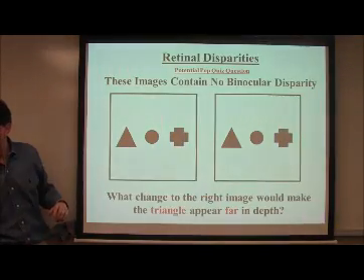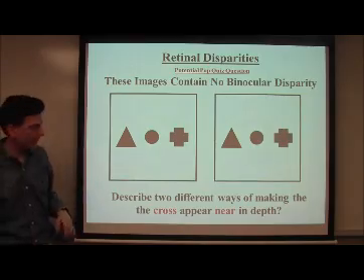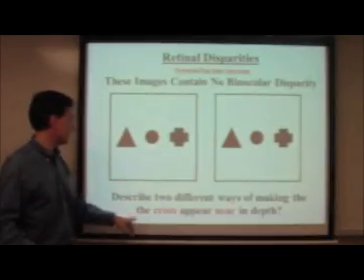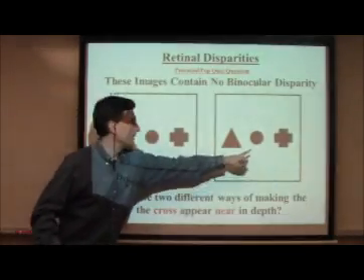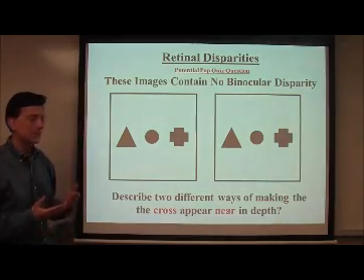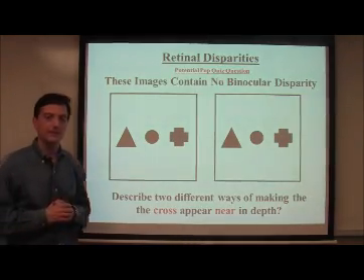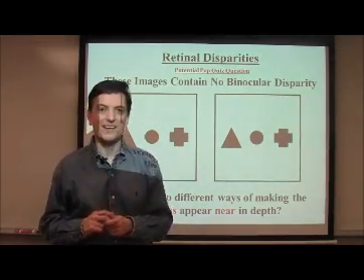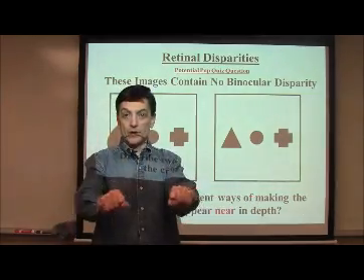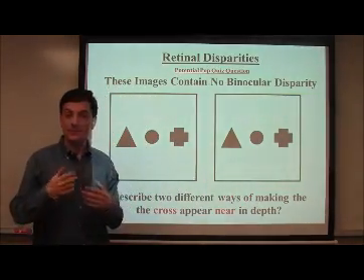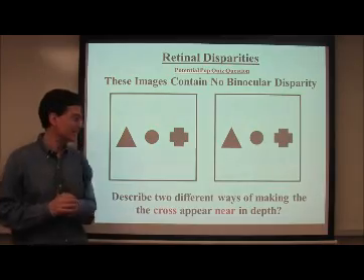Okay? And we'll go on to our last question. Describe 2 different ways of making the cross, that's here or here, seem near in depth. And again, you might go back by a few slides and take a look at what needs to be crossed and what needs to be uncrossed to generate a particular kind of psychological effect, like making something look near in depth.